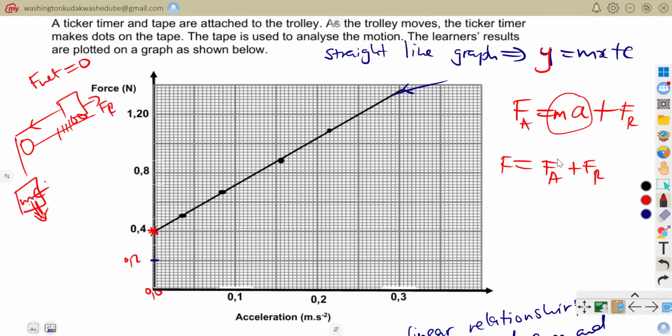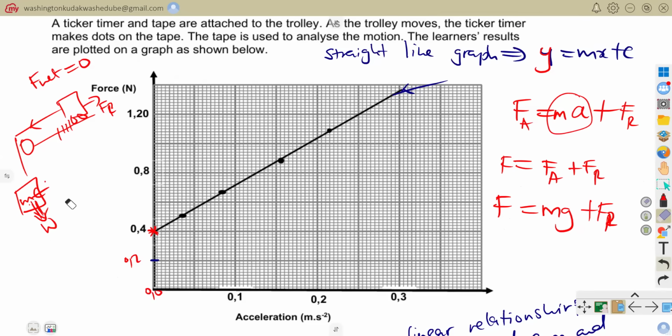Whenever the force that is applied plus the frictional force, yes. So maybe I will say the F applied is mg, because what I'm applying is the weight of this. So I would say mg plus Fr. That should be equal to my force on the y-axis.